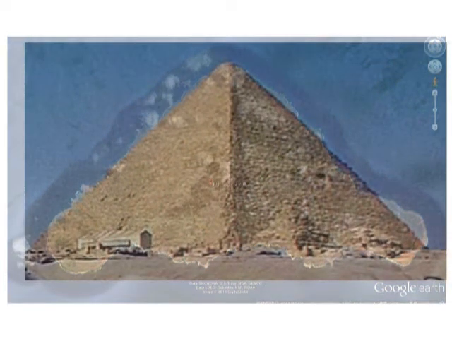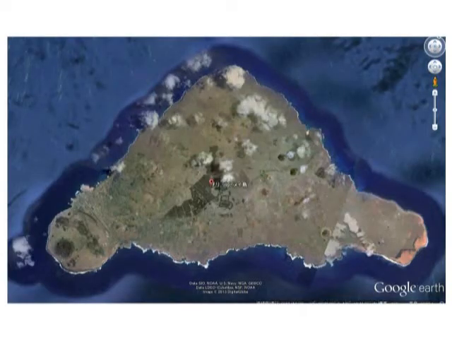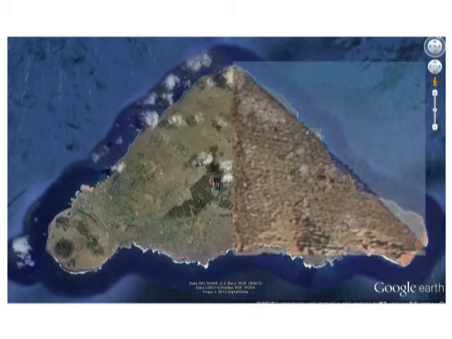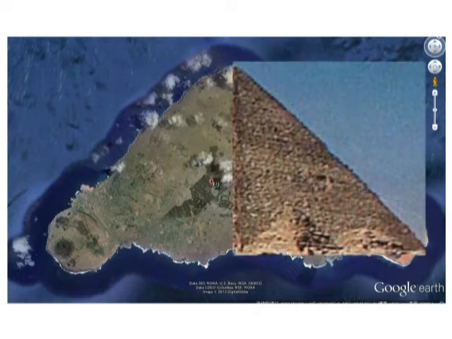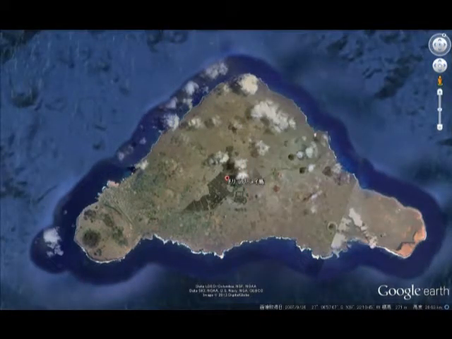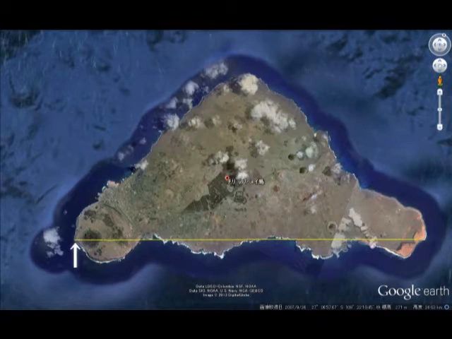In this video, just see the similarity between them. This is Easter Island, and half of it is a picture of the pyramid in Giza. So I am convinced that Easter Island and the pyramid in Giza are very closely connected to each other.